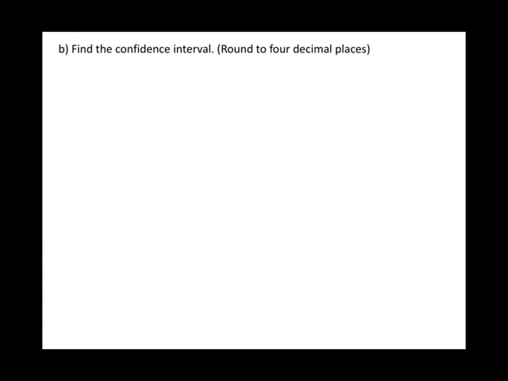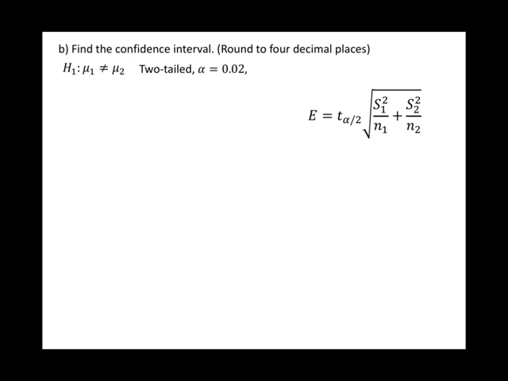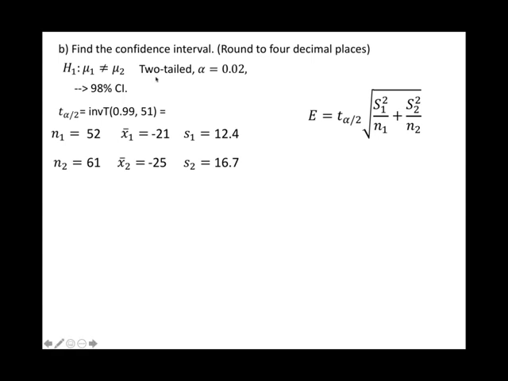Okay, part B, find the confidence interval. So we have not equal to, two tail. Since this is a two tail, the confidence level will be 1 minus 0.02, which is going to be 98%. And we have this information here. Figure out the critical value. That will be inverse t 0.99, with the smaller of n minus 1, which is going to be 51 here. You should get 2.4071.